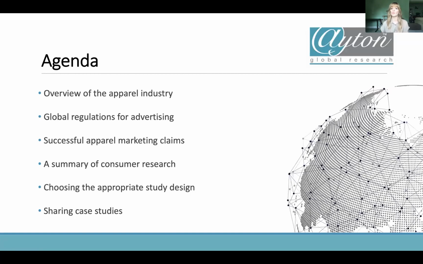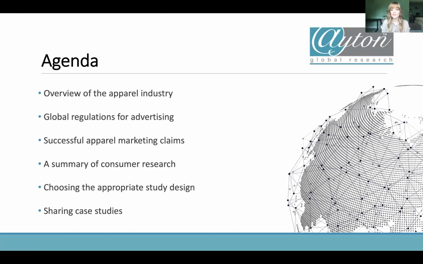So the agenda today, we'll be looking at an overview of the apparel industry. So why would we want to test in the apparel industry? What is that looking like in terms of the global landscape? Looking at the global regulations for advertising in general. So basically, if we're saying anything about our product, what are the rules and regulations surrounding what we're allowed to say, and what evidence we need to back it up as well.